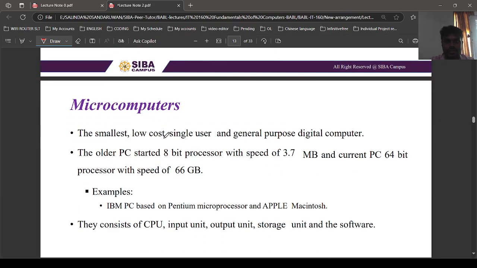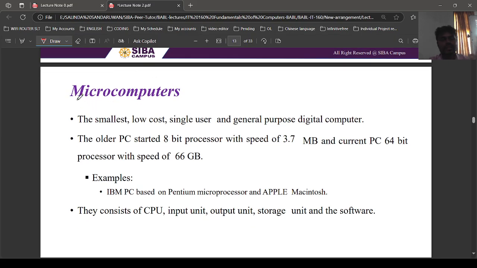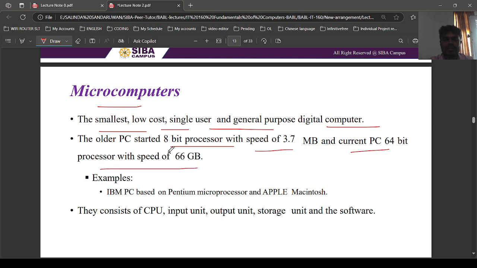Then the last main type of computers: scientific, mainframe, mini and micro. Micro, the smallest and low cost, like my laptop, single user and general purpose. The older PCs started with an 8-bit processor, and current PCs have 64-bit processors. Examples: IBM PC with Pentium microprocessors, Apple Macintosh.